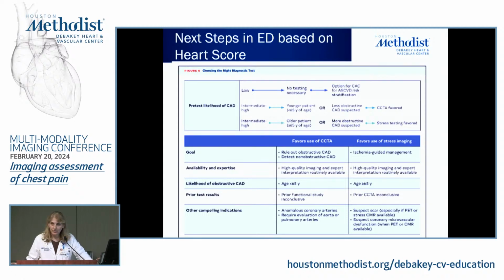We talked about age up above. And then if there's prior test results, this is important. If there's a prior functional study that was inconclusive, then you're going to do a CVCTA. If there was a prior CVCTA which is inconclusive, then you're going to do a functional stress test because you're trying to get to the answer and you don't want to order the same test that doesn't give you the answer. And then there are other compelling indications for CVCTA, and that includes anomalous coronary arteries, and also if you're worried about any aortic dissection or a PE, of course you can do the triple rule-out.